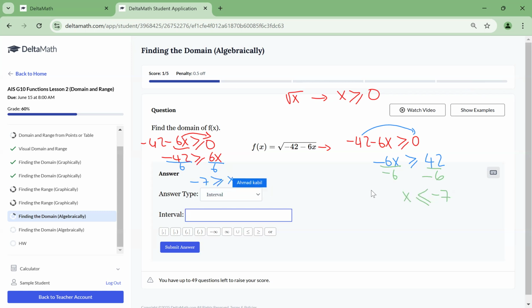So we only switch the sign if the division is by a negative number. That's why we did it on the right, but we did not do it on the left. We did it in the green part here. We changed the inequality sign because of this negative sign. However, here the divisor is a positive number, so we did not have to change the inequality sign. And note that we got the same exact answer in both. So in both cases, x is less than or equal to negative 7.